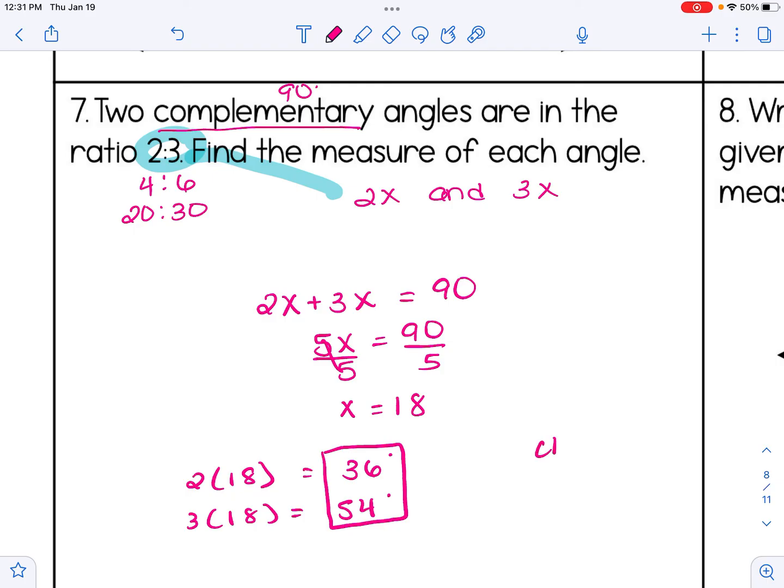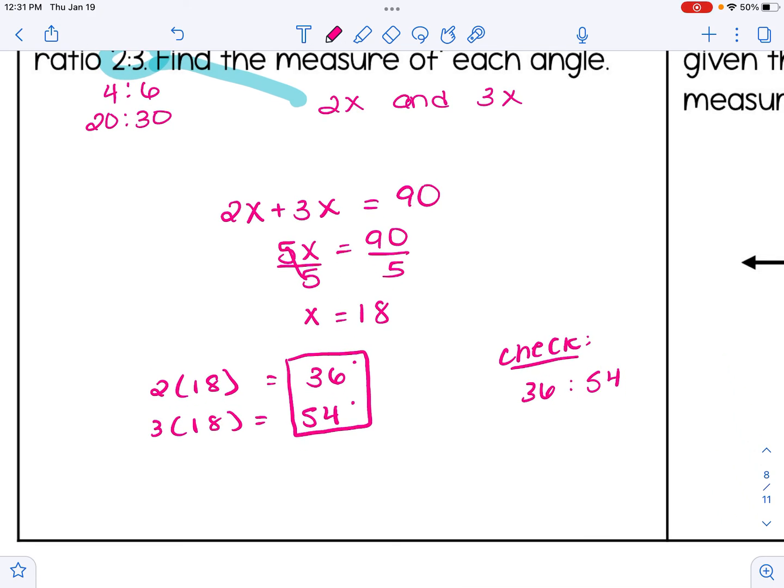Now, let's say I wanted to check that a little bit and make sure that those angles, 36 and 54, are actually in a 2:3 ratio. I'd encourage you to think about, can you find the greatest common factor between 36 and 54? Okay. And if you can't find the greatest, any factor will work. If we do, the greatest common factor would be 18. If I divide those values by 18, I get 2:3, so they are in that 2:3 ratio here.